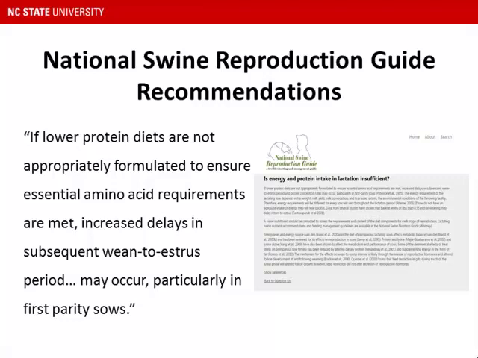So this indicates that one of the problems this farm might be having with their low litter size might be related to inadequate amino acid content, especially lysine, in their lactation diets.